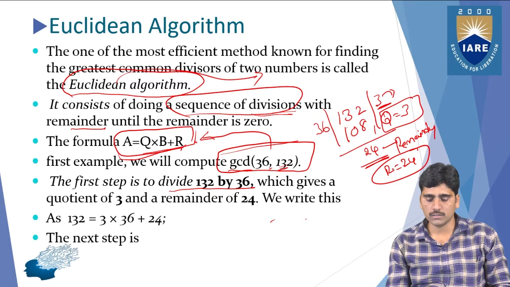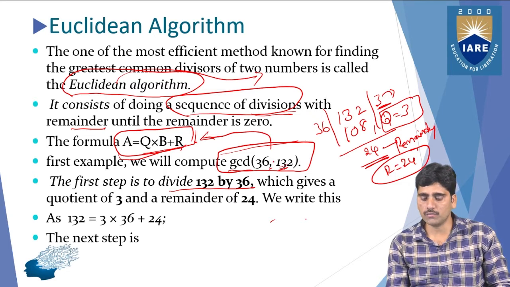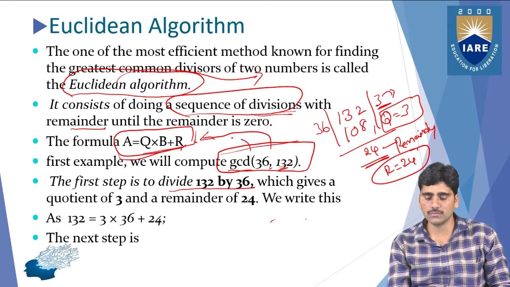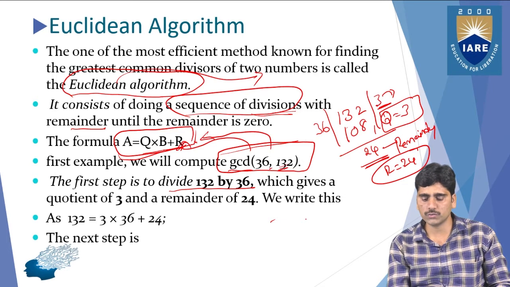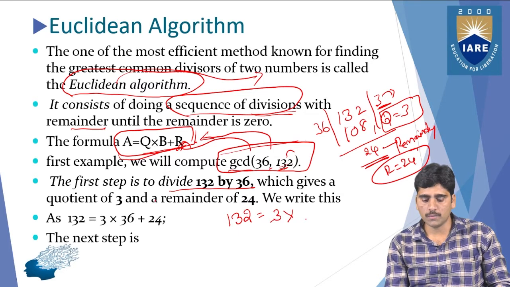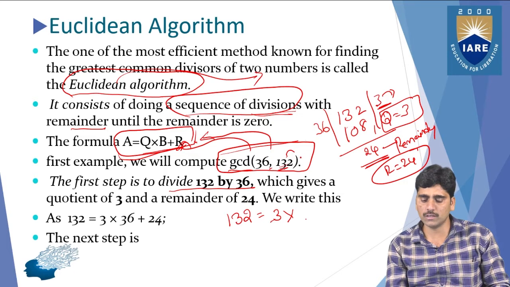We need to make this fit the formula A equals Q into B plus R. Here A equals 132, Q is 3, and B is 36. This is the B value and this is the A value.